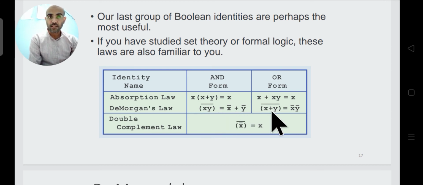Otherwise, if it is something like x plus y whole bar, then again the bar is combined, so you can separate them, and you complement this operator as well. So x plus y whole bar will become x bar dot y bar. This is very important to remember. And the vice versa is also true. If you get x bar dot y bar somewhere, with the help of De Morgan's you can easily make it x plus y whole bar. Otherwise, if it is x bar plus y bar, then you can easily make it x dot y whole bar.